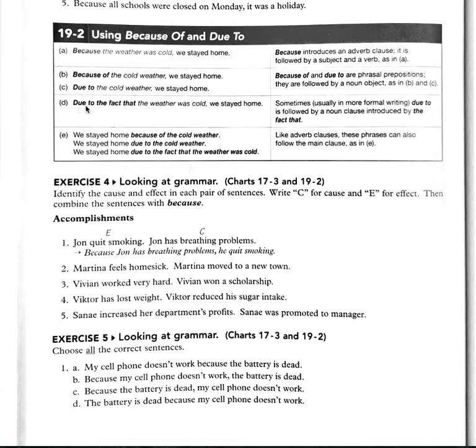Look at D. Due to the fact that the weather was cold, we stayed home. Sometimes, usually in more formal writing, due to is followed by a noun clause introduced by the fact that. So this is more formal. Instead of saying due to the cold weather, you say due to the fact that the weather was cold, comma, we stayed home. Okay? So this is more formal.